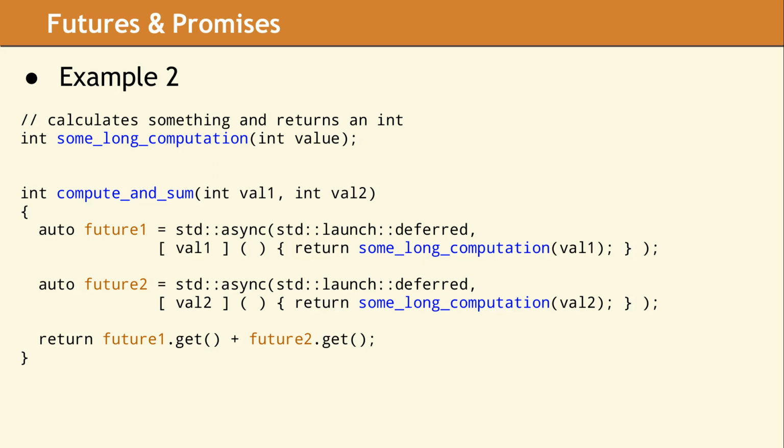Here is a generic example showing how std::async would be used. The calls to get are still blocking. The only guarantee is that both computations are complete and their corresponding futures are ready before the addition of the two values can happen. In a real-world application, you may need to handle the case where one of the get methods might throw an exception. If this happens, the return expression will not be evaluated, and instead the exception will be propagated to the caller of the compute and sum function.